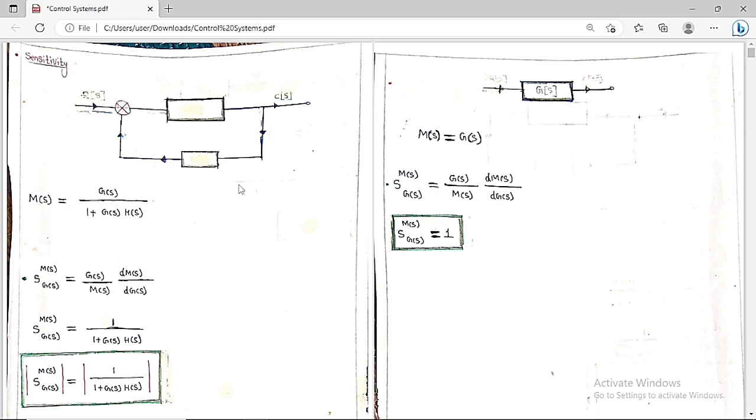So let's get started. You can see clearly here, now we are going to learn the first concept, which is sensitivity. You can see clearly this is called a block diagram. The control system is a basic block diagram. The input is R of S and the output is C of S.